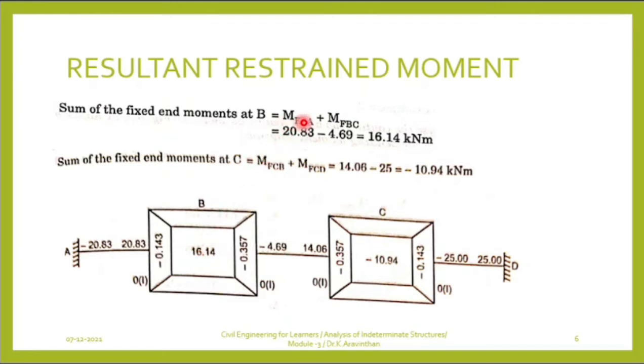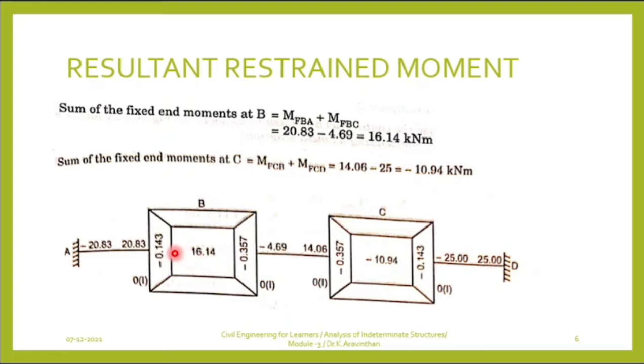So what is the moment of MFAB? MFAB is 20.83. See, these values are fixed end moment. At joint A to B you got 20.83 and at B to A you got what? Plus 20.83. B to C you got minus 4.69 and C to B you got 14.06. Same way C to D will be minus 25 and D to C will be plus 25. So you have to write this. Only values you have to write here.